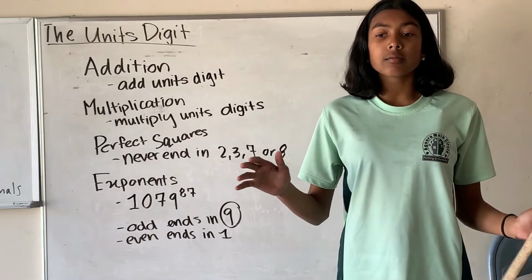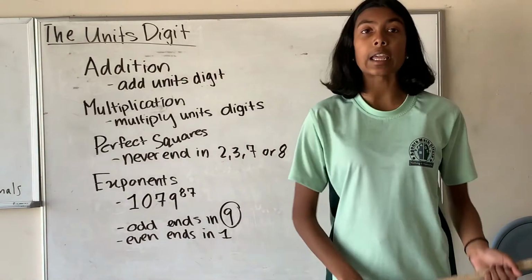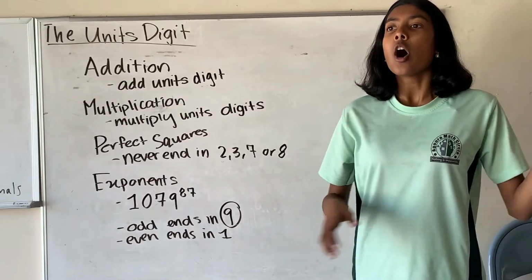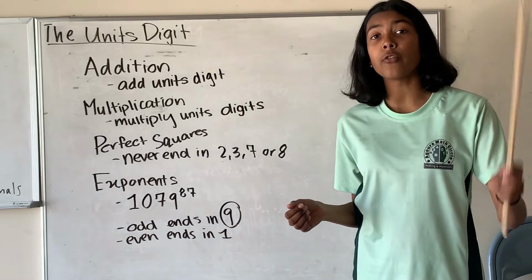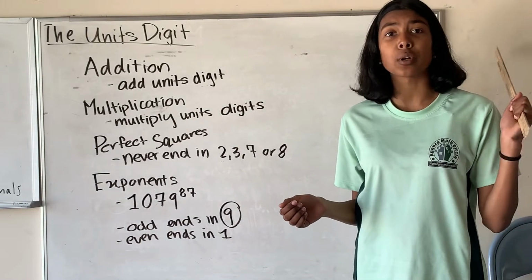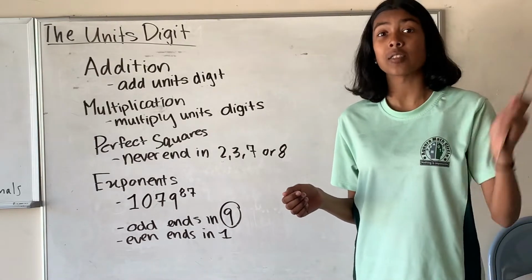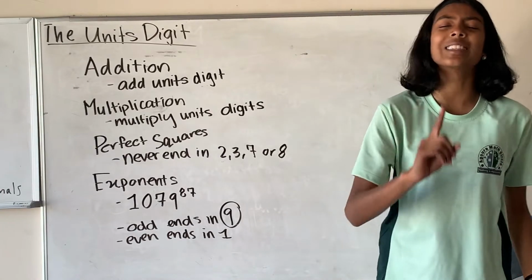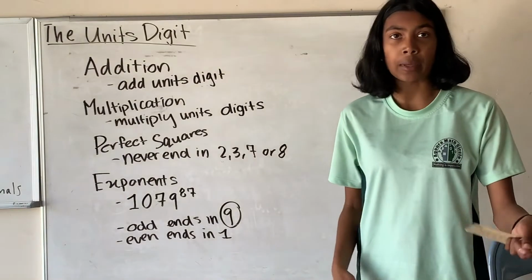The units digit will never be 2, 3, 7, or 8 in a perfect square. So remember that. That is because all the others, like 1 squared ends in 1, 2 squared ends in 4, 3 squared ends in 9, 4 squared ends in 6, 5 squared ends in 5, 6 squared ends in 6, 7 squared ends in 9, 8 squared ends in 4, and 9 squared ends in 1. So 2, 3, 7, or 8 never appear.